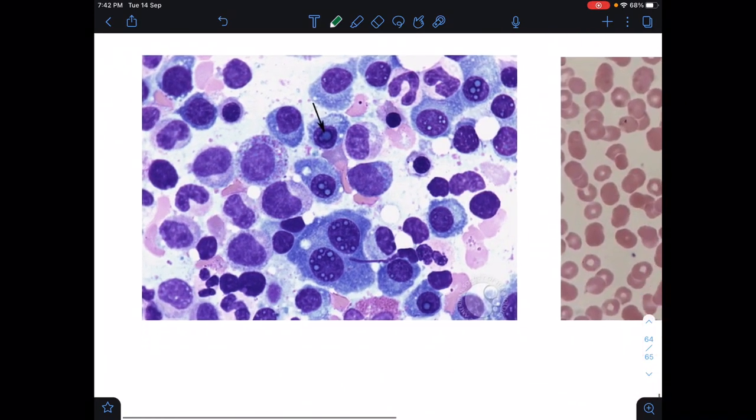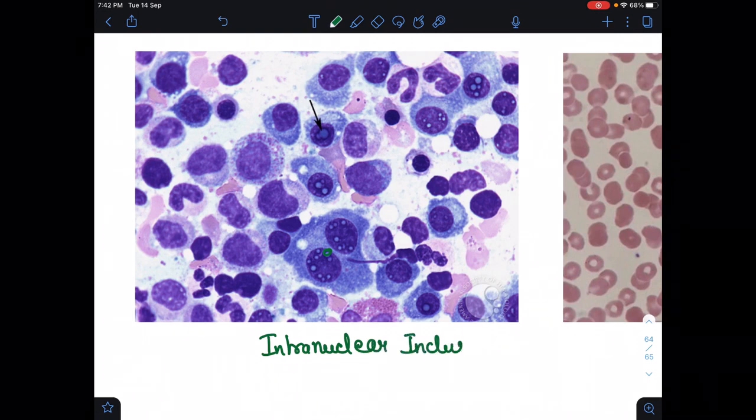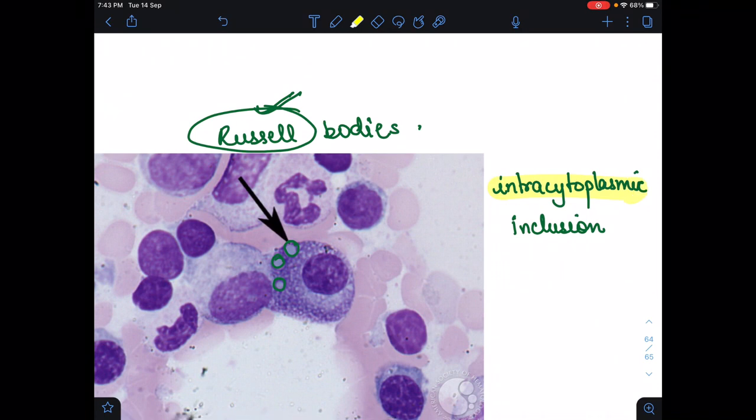While in the Dutcher bodies, as we see, an intranuclear inclusion is seen. Inside the nucleus, we see the inclusion bodies. So this is the way we can remember Dutcher bodies and Russell bodies. Russia is towards the periphery, meaning intracytoplasmic inclusion is seen, while in Dutcher bodies intranuclear inclusions are seen.